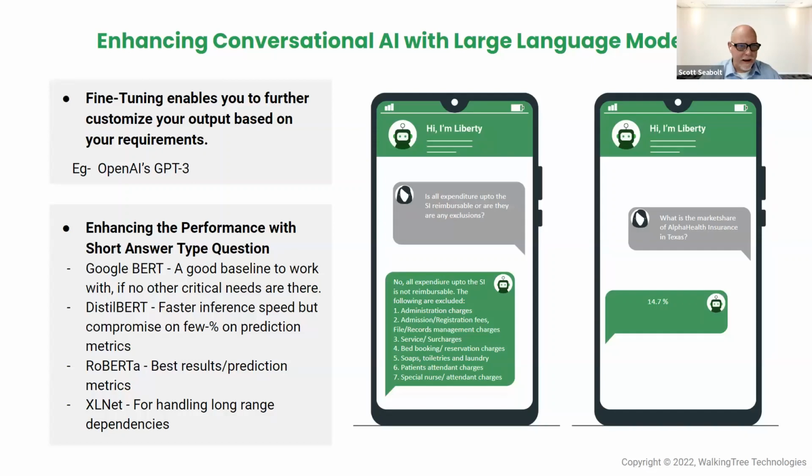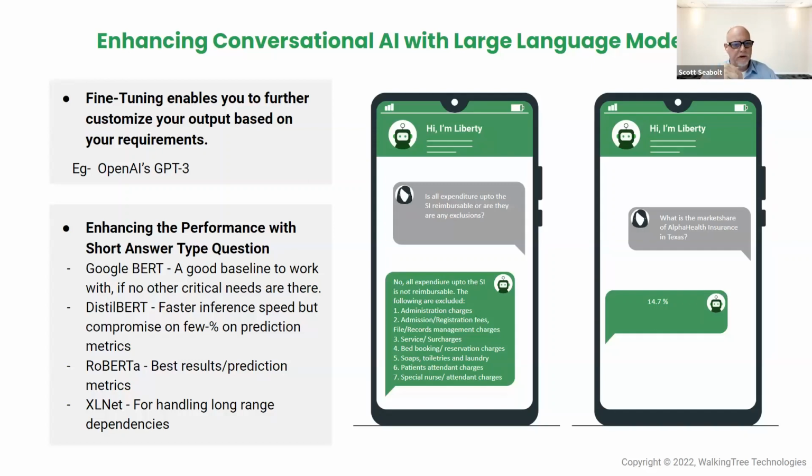And then, enhancing the performance with short answer type questions. When you look at that aspect, you've got Google BERT, and Google BERT is a good baseline to work with if there are no other critical needs there. And then DistilBERT has really fast inference speed, but compromises a few percent on prediction metrics, right?